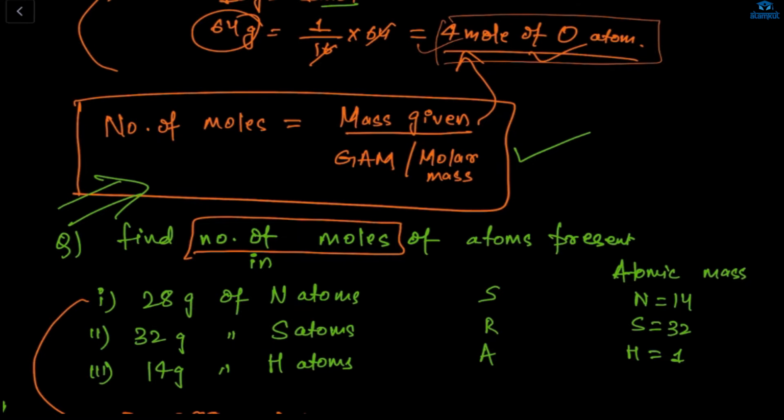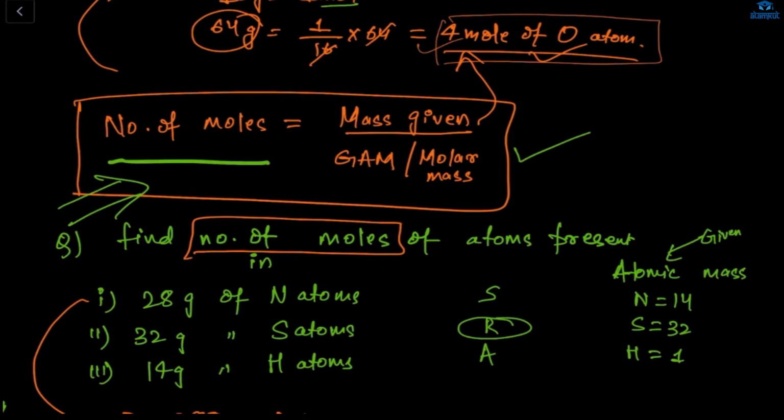Come on, fast. Razi, this is for you, okay? The second part. You have to find the number of moles of this atom. 28 gram of an atom. This is the atomic mass which is given. And the number of moles formula is also here. Second one is for you: 32 grams of S atom.